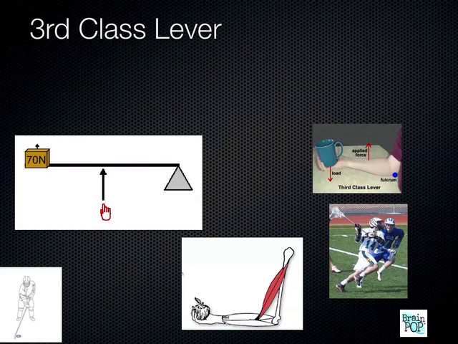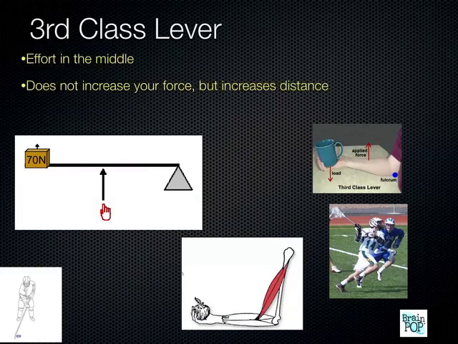A third class lever has the effort in the middle, which is a little different. It actually doesn't increase your force. If I put my weight here, now I could lift in the middle, I could exert my effort, but it's harder to lift. I actually have to use more force to lift it this way. So I have to use more force, but what's the trade-off? Less distance. Yeah, I only have to move my hand a tiny bit. Look how high the weight is going. So I'm using more force, but I have to do it for less distance.